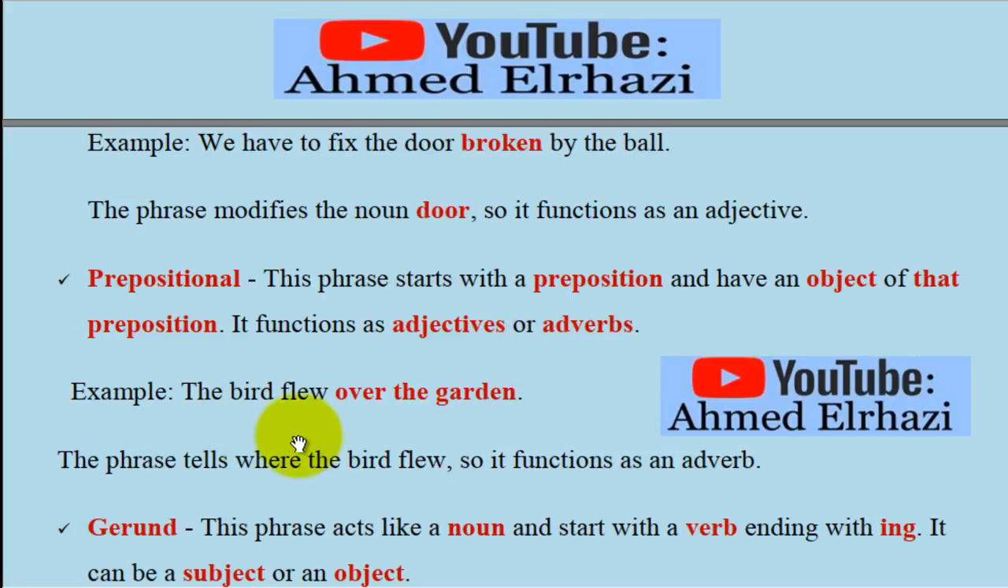Example, the bird flew over the garden. باش فين هي preposition هي over the garden. هذه phrase كاملة prepositional phrase. The phrase tells us where هالشيء بشكل سطحي دابا ندخل نتعمق فيه شوية بقاعدة من بعد. The phrase tells where the bird flew so it functions as an adverb. علاش as an adverb دابا نشوفوها من بعد حتى تجاوب لي على السؤال where it flew over the garden.